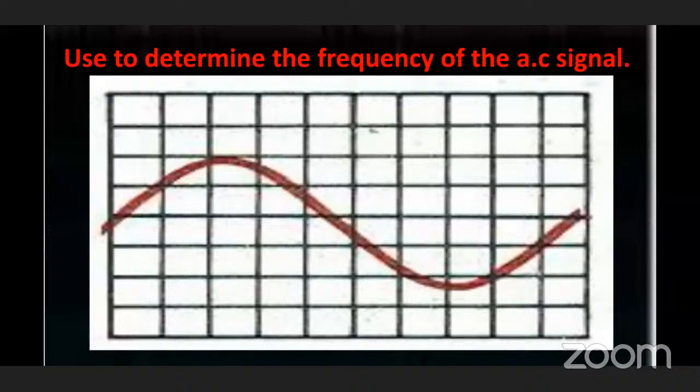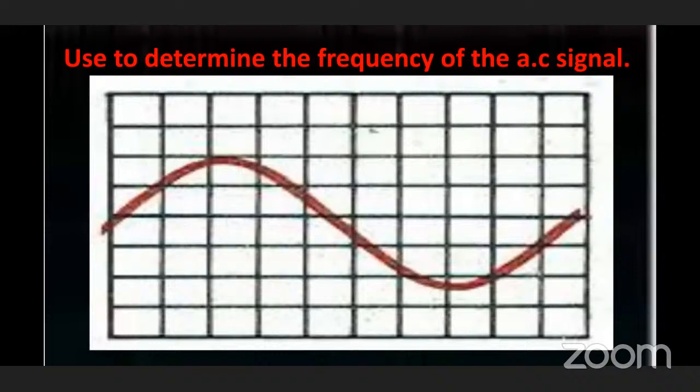So we have the determination of frequency of an AC signal, and we are saying the input signal is fed through the Y plates and the time base is switched on. Then the time base control is adjusted to give one or more complete cycles on the screen. Then the periodic time T of the signal is determined, considering the time base setting, and the frequency is calculated from the relationship F is equal to 1 over T.